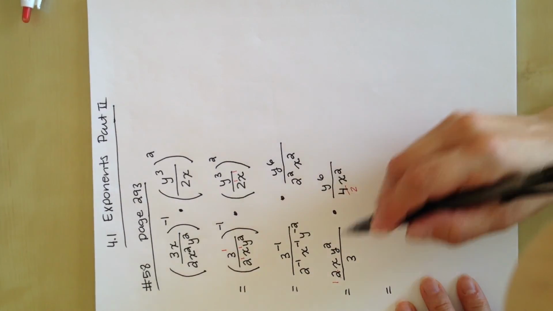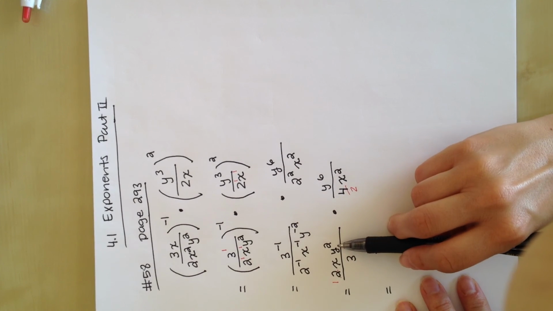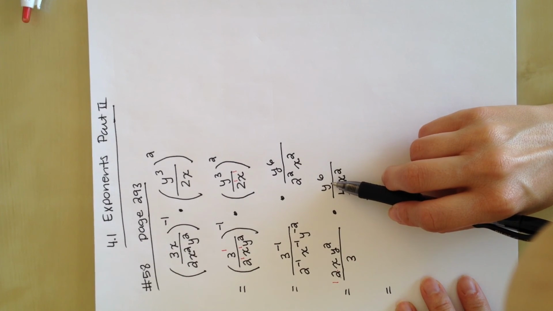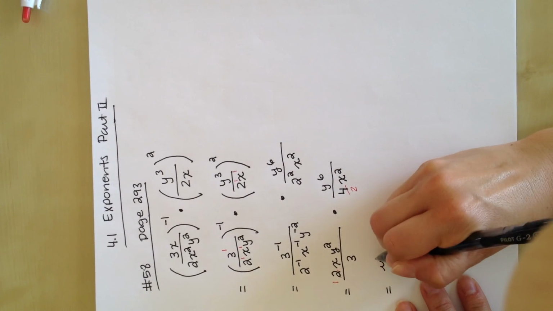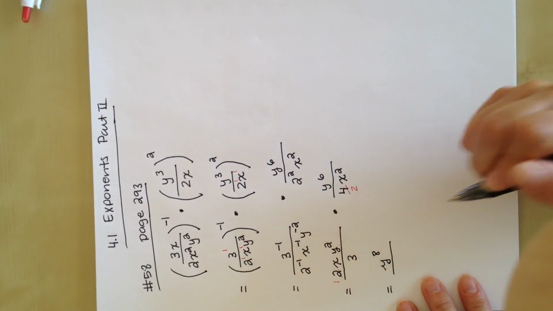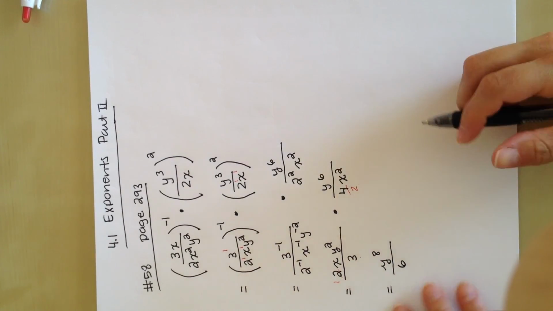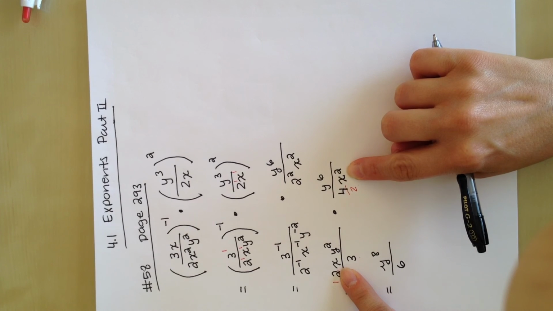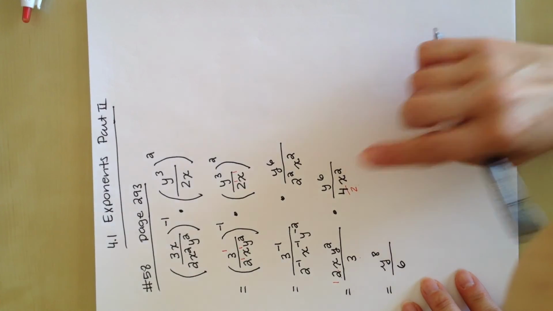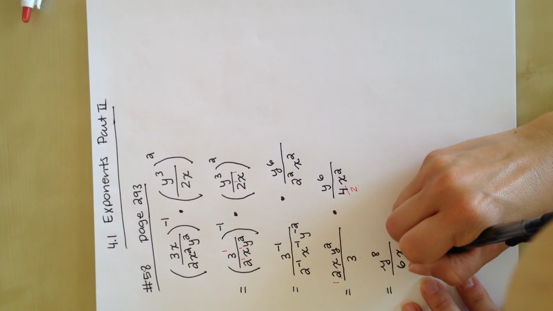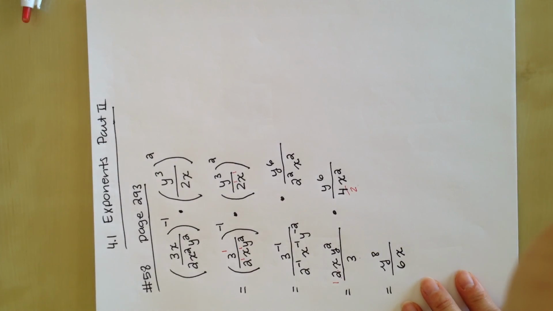And in the numerator here, we're just going to be left with y squared times y to the 6th. Add your exponents. Y to the 8th over 3 times 2, that's 6. Remember, I reduced the x's, so there will be 1x left in the denominator. And then we're done.